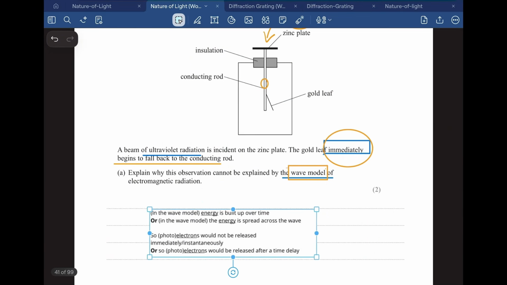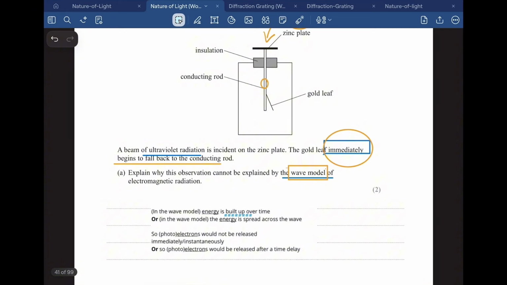In the wave model, energy is built up over time. Or you can also write, in the wave model the energy is spread across the wave. Either of them will give you the first mark, but for the second mark you should write one between these two. So photoelectrons would not be released immediately or instantaneously. Photoelectrons would be released after a time delay. The same thing but written in two different ways. So you can take one from here and the one from here to answer it.